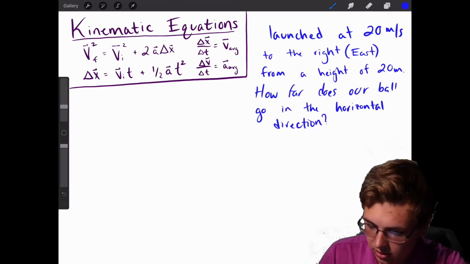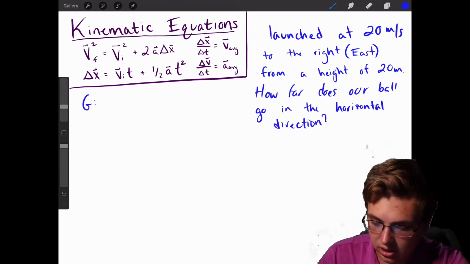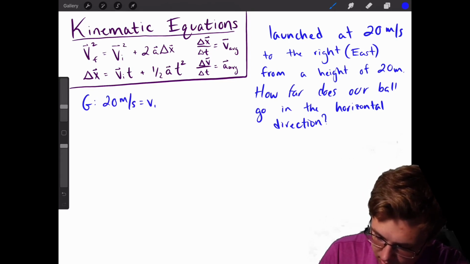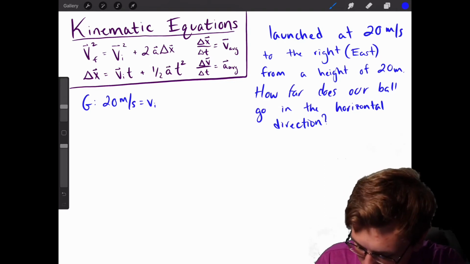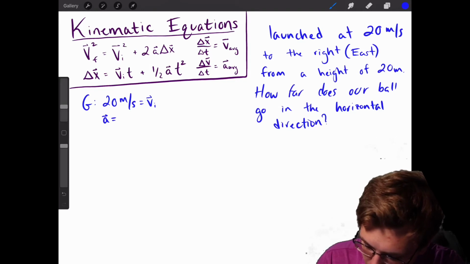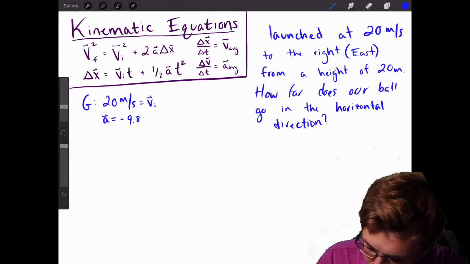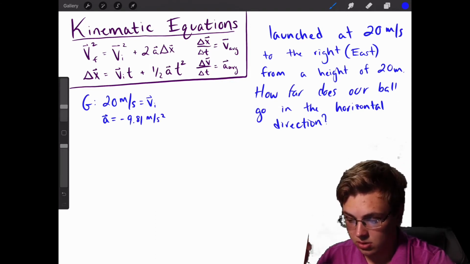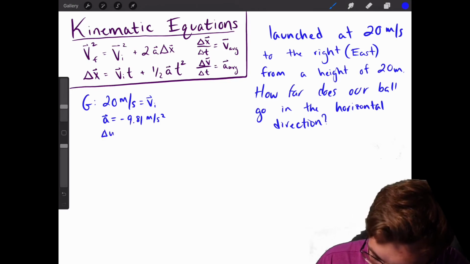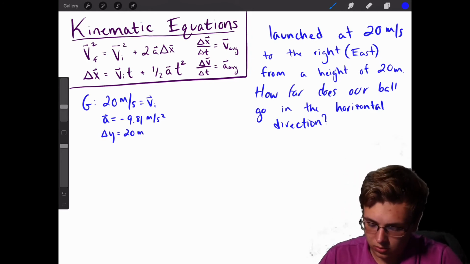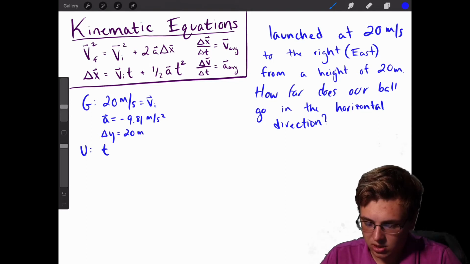So what we're actually looking for, I'm just going to write our givens down. Our givens: 20 meters per second equals our VI. What else are we given? Oh, we always know a from now on is going to equal negative 9.81 meters per second squared. We have that as our a as well. We know our change in our y direction equals 20 meters. So now, what are we looking for? Well, our unknown: we don't know our time it takes to fall and hit the ground.